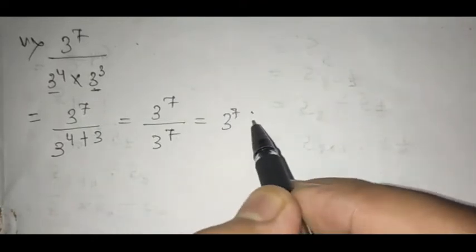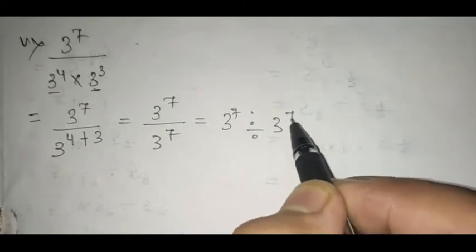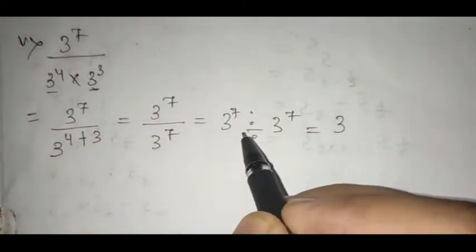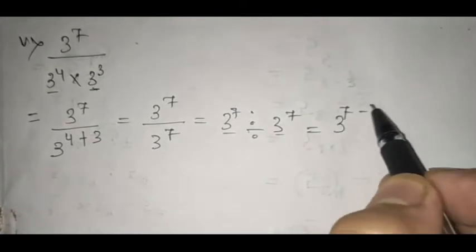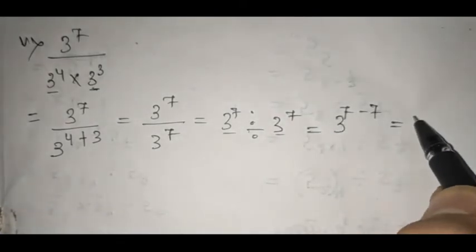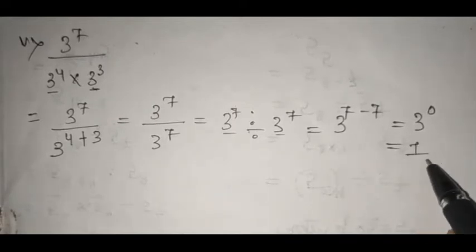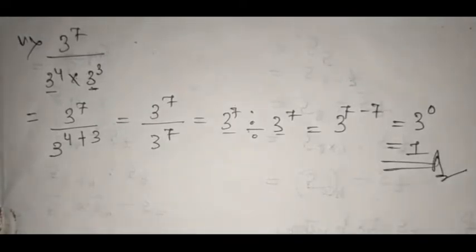If you have to understand in this way, you can write this also. Now if you have division and the same base, then your power will be subtracted. So 3 to the power 7 minus 7 means 3 to the power 0, which is 1. The result is 1. Okay students, I hope you understood this. This was not the biggest one which we have done till now.